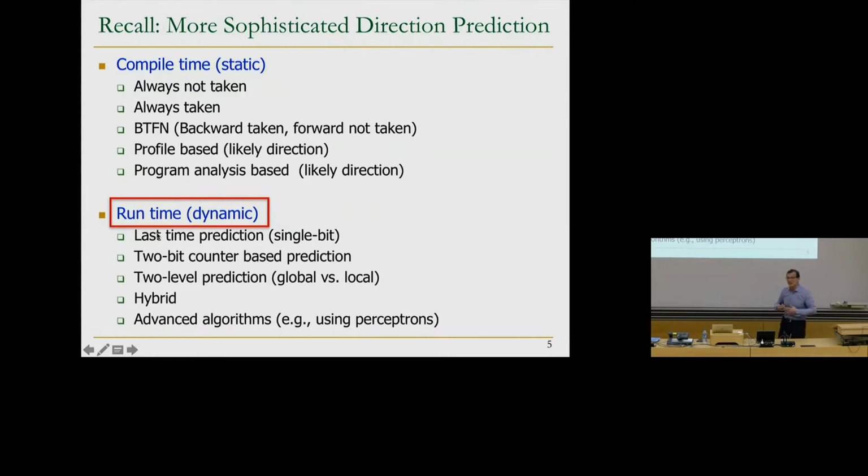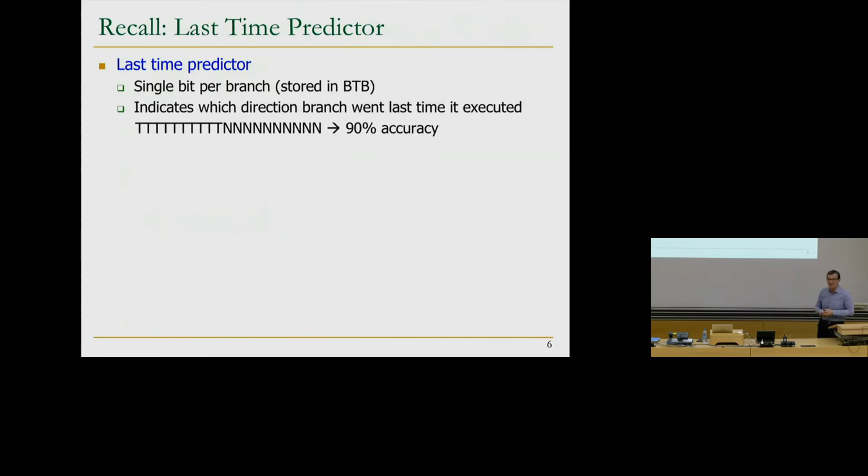And we're going to see many, many more sophisticated examples in this lecture. So this is, again, we discussed this last time: the last time predictor. What does it mean? This means that you remember the direction the branch took last time it was executed. Was it taken or was it not taken? And basically, the machine, when it fetches the branch again, based on this memory, it decides, okay, I'm going to do the same thing I did last time I executed this branch.